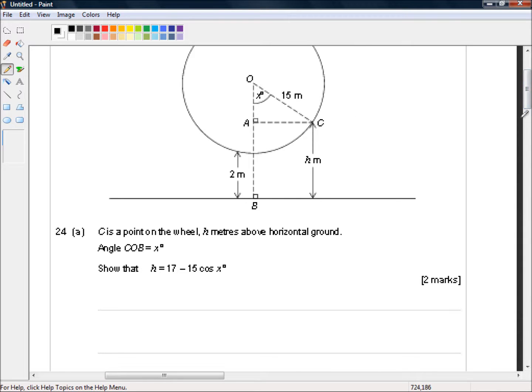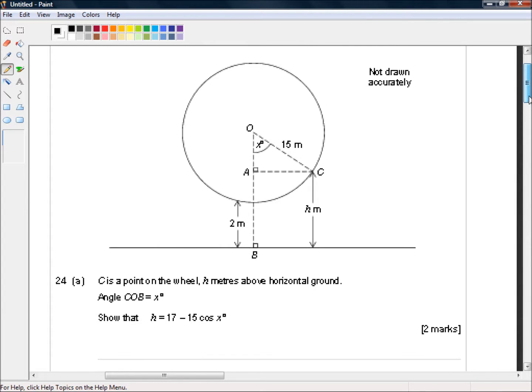Well, that looks nice and straightforward. Right, so the wheel is never lower than 2 metres off the ground. So this length here is 2 metres. So if we add this distance here, which is the radius, that's 15 plus 2. So the length OB equals 17 metres.